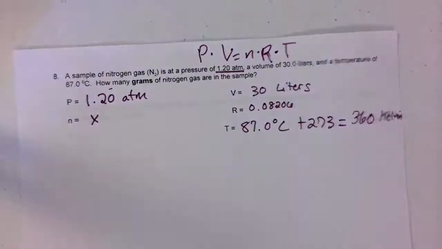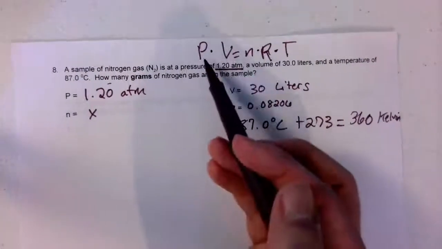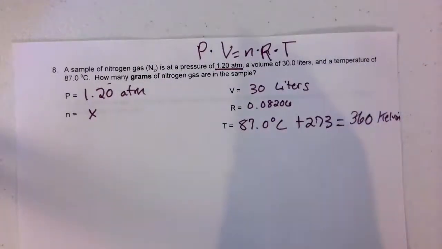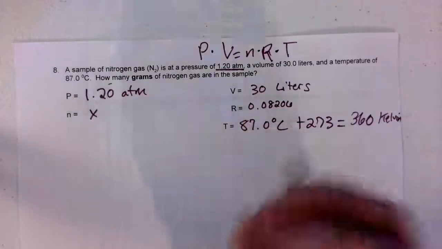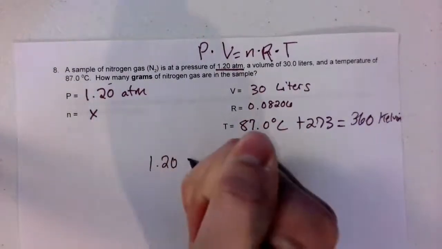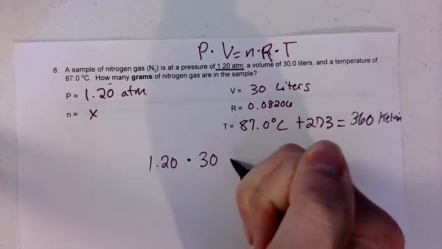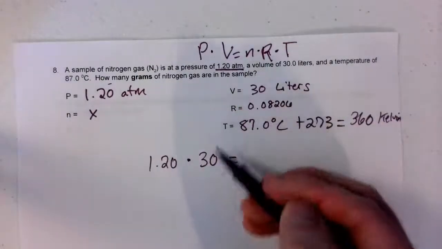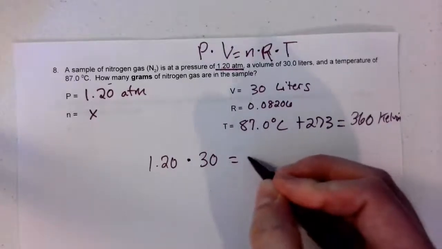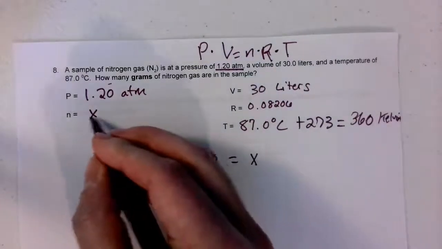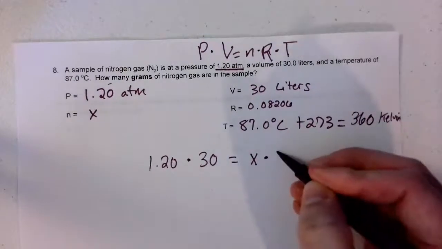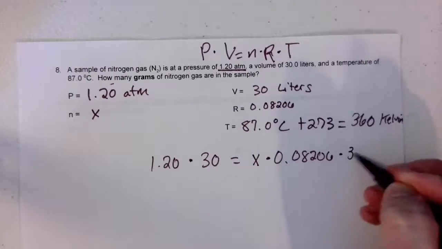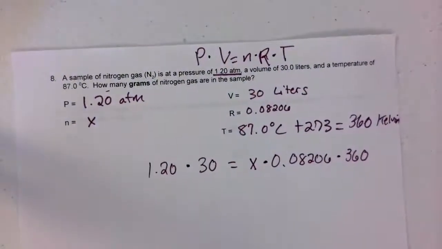Alright, so let's plug this into the formula up here at the top, the PV equals nRT formula. I don't know what happened to this R, but it looks terrible. Alright, so we've got P, which is 1.20, times 30, because that's the V. 1.20 is the pressure. The volume is V, it's 30 liters. We're going to have that equal to the N, which is our unknown. We don't know what that is. X times the constant, 0.08206, times the temperature in Kelvin, which is 360.